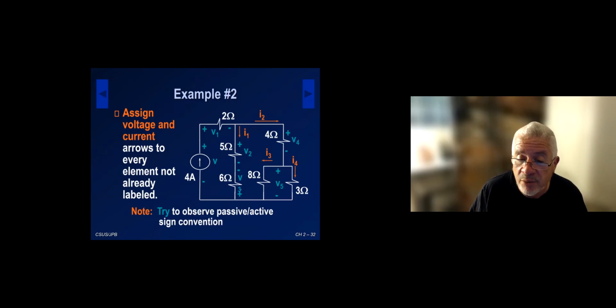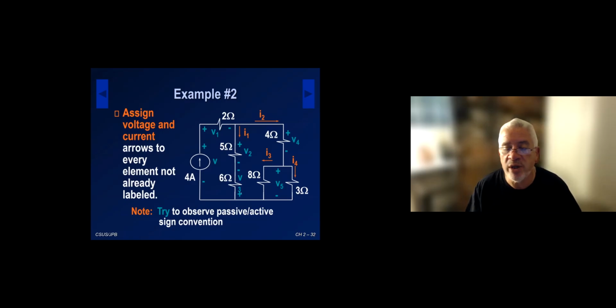But on purpose here, I'm assigning V3 on the 6 ohm with the minus on top and the plus on the bottom. I'm doing it on purpose to show you that even when you don't have the passive sign convention enforced, you can still work the problem through. But we try to essentially follow the passive sign convention when we label things in the circuit. So this is the circuit I'm going to combine.